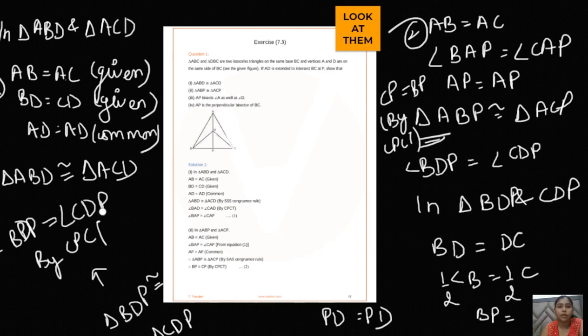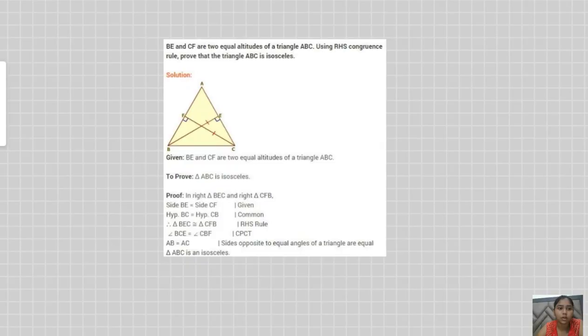Now let's look at the other questions for this particular topic. The other question is, BE and CF are two equal altitudes of triangle ABC. This is triangle ABC.